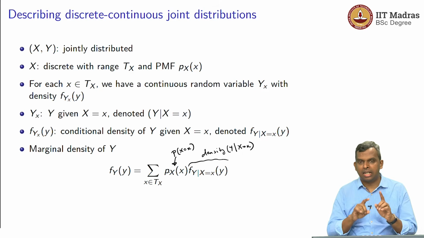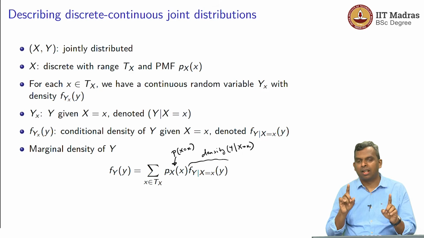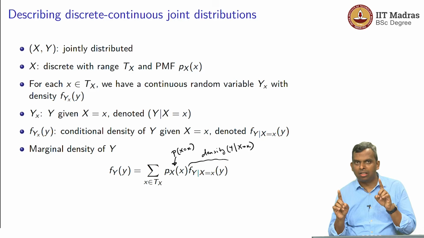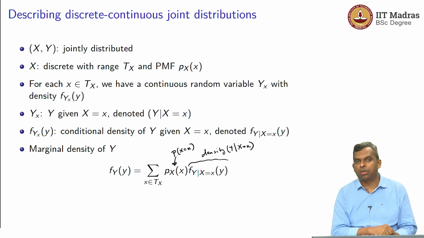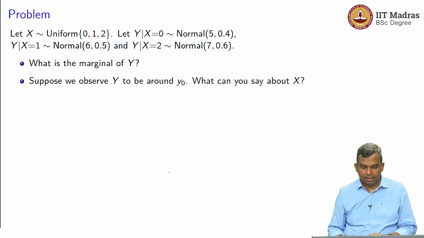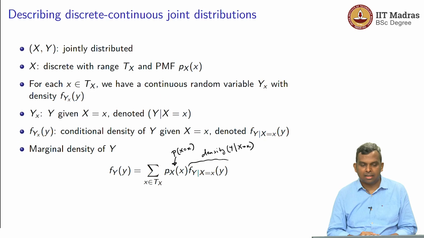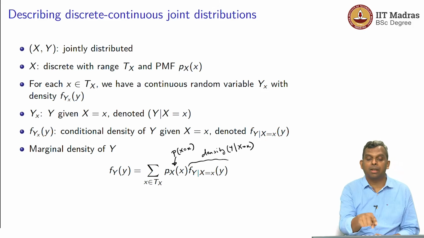Okay, so there is a discrete and a continuous random variable. They have a joint distribution which is described in terms of the conditional densities. Okay, so this picture is important to keep in mind. So this is how we will describe the joint distribution.